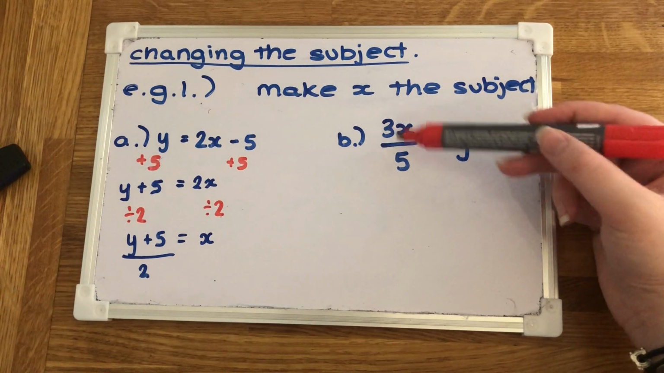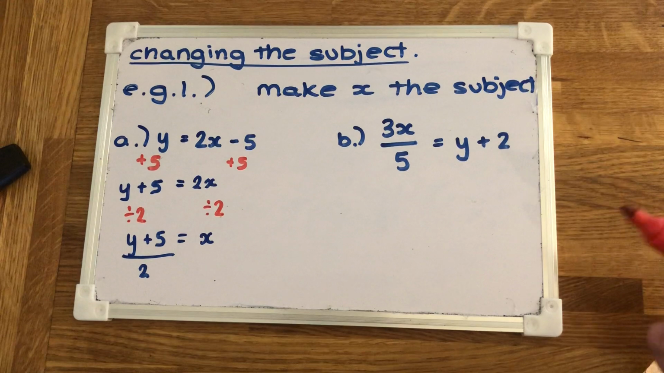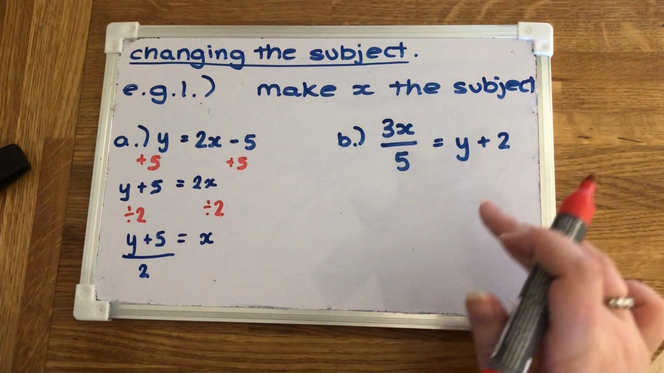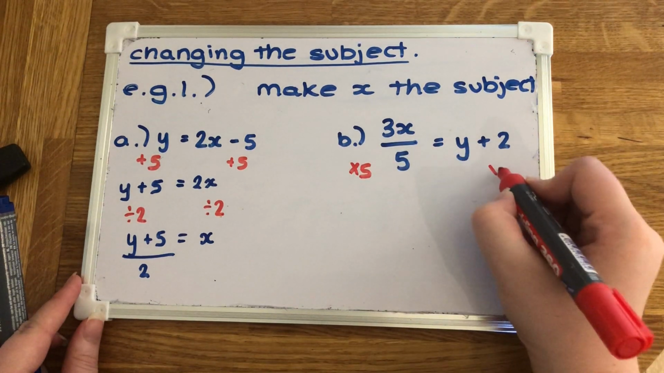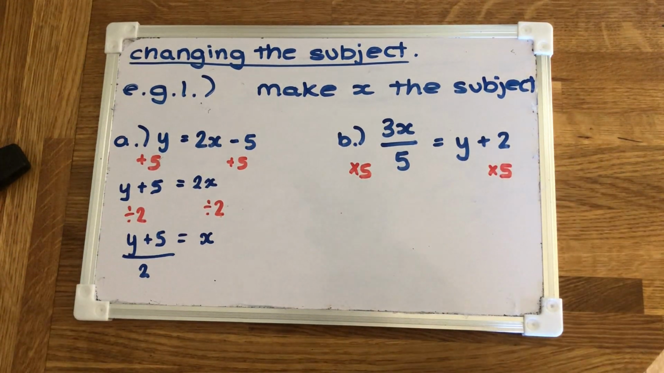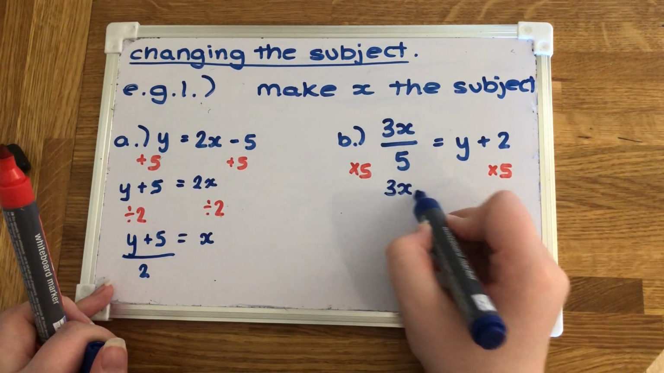So for the next one, again we want to make x the subject. It's been multiplied by 3 and divided by 5. So the first thing we need to do is deal with the fraction. Because it's being divided by 5, the opposite would be to multiply by 5. So we'll be left with just the numerator of the fraction, so we'll just be left with 3x.